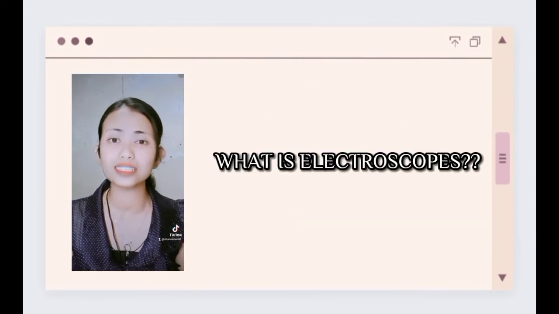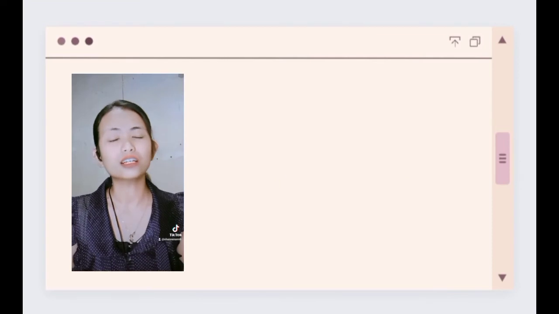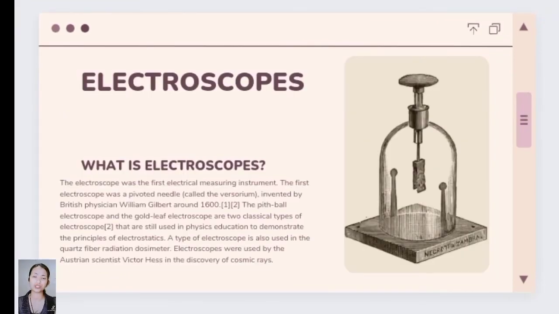So, what is an electroscope? The electroscope is the first measuring instrument that has a pivoted needle. It is called a versorium. It was invented by the British physician William Gilbert around 1600.